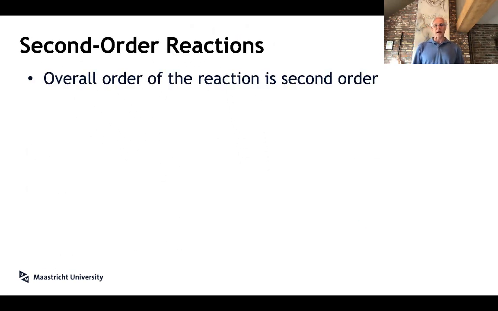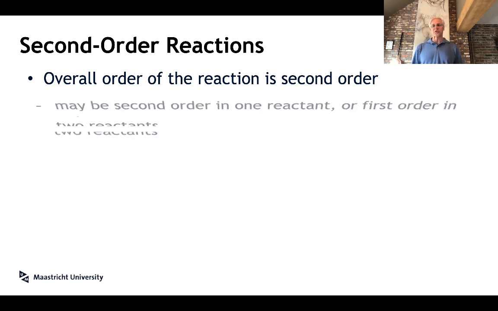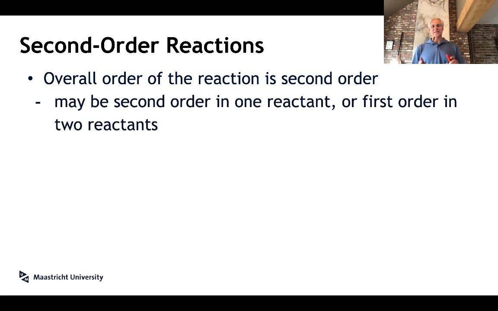For second order reactions, they're not quite as well behaved. So this means that your overall order of the reaction is second order. Now, something can be second order in two different ways. It can be second order in one reactant, in other words, it has a squared exponent. Or it can be first order in two reactants, in other words, first order in two different reactants.